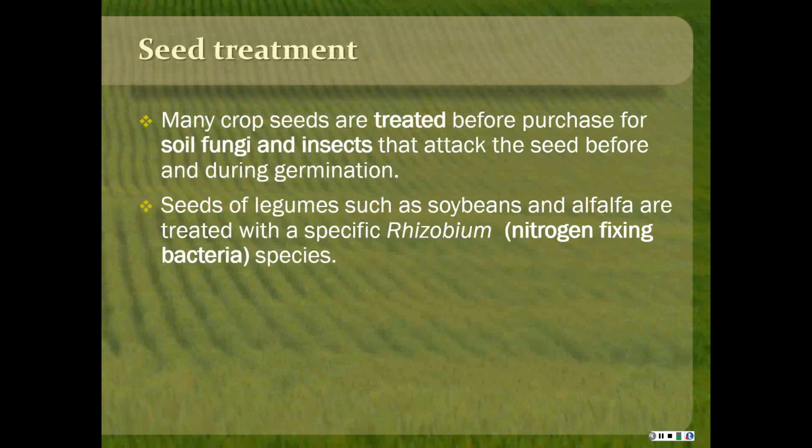And then seed treatments. Many crop seeds are treated before purchase for things like soil fungi and insects that can attack the seed before and during germination. And for some of those situations, treated seed is the only option to prevent certain diseases and insects. And legumes like soybeans and alfalfa can also be treated with a specific rhizobium. That's a nitrogen fixing bacteria, and those are species specific. If you're planting soybeans, the one for alfalfa or whatever won't be effective on it.